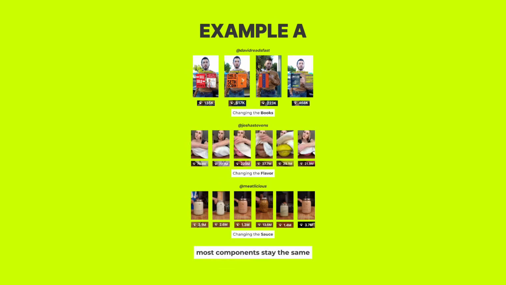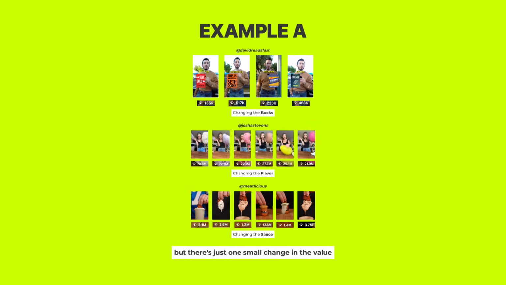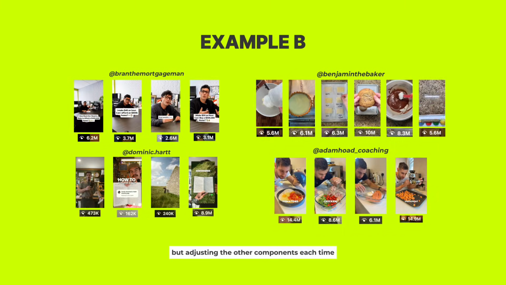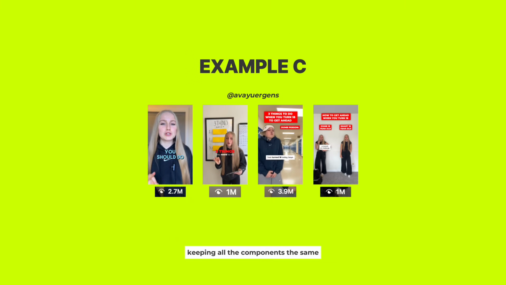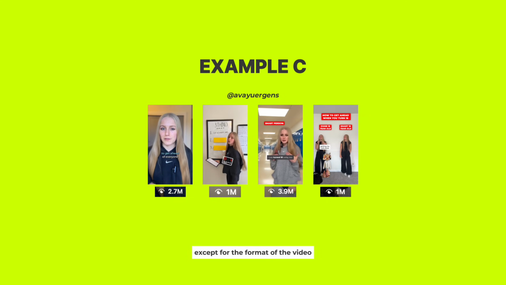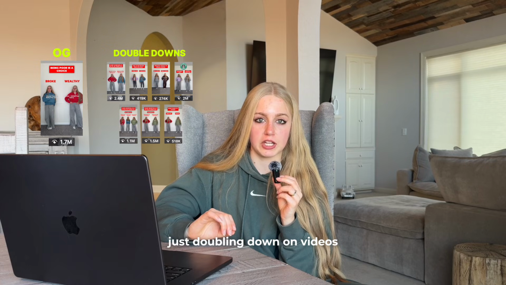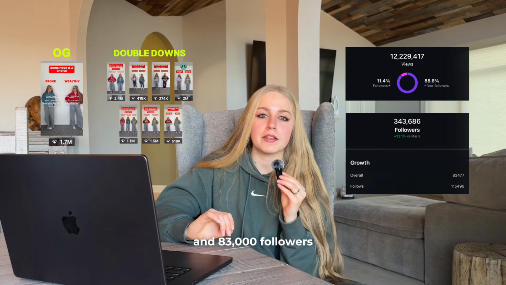Example A, most components stay the same, but there's just one small change in the value. Example B is just keeping the format and structure the same, but adjusting the other components each time. Example C is keeping all the components the same except for the format of the video. Super underrated, but super effective. I did a 90-day experiment just doubling down on videos, and I got over 12 million views and 83,000 followers just from doing it.